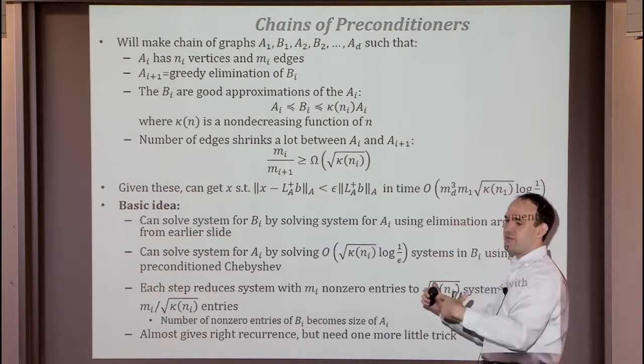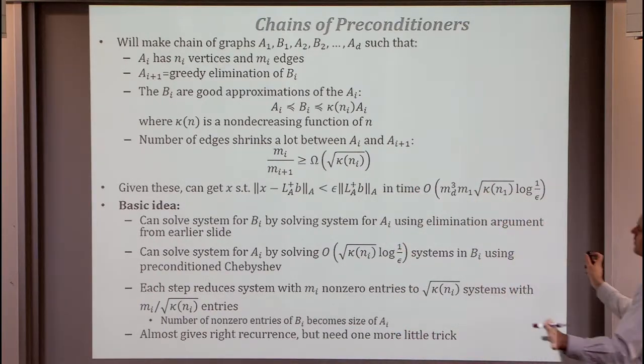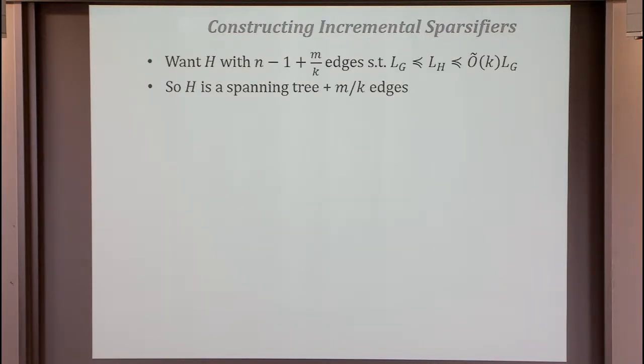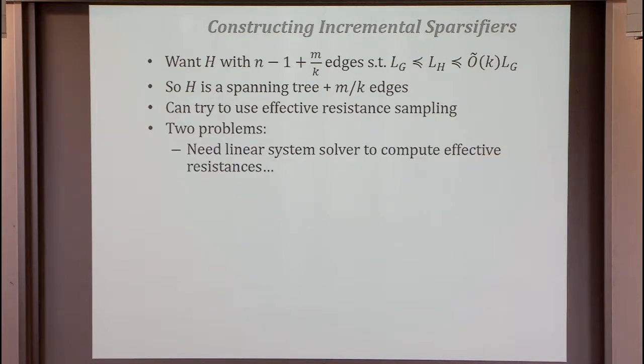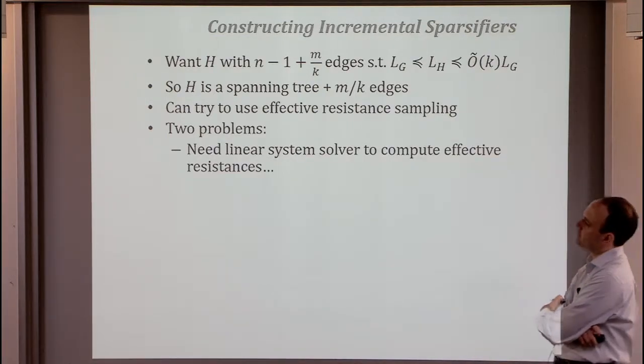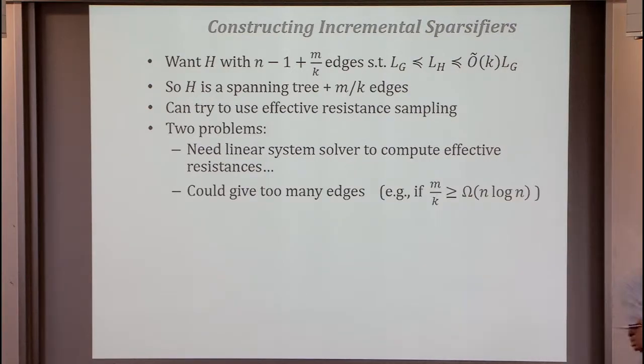The setup is that the graphs shrink very quickly. So if we can prove this, we're in really good shape. Now let's see if we can prove it. The idea is we want to construct these incremental sparsifiers. We can try to use effective resistance sampling, which a priori doesn't really work. There are two real problems. The first is we can't compute the effective resistances, and the second is it doesn't give the right answer.